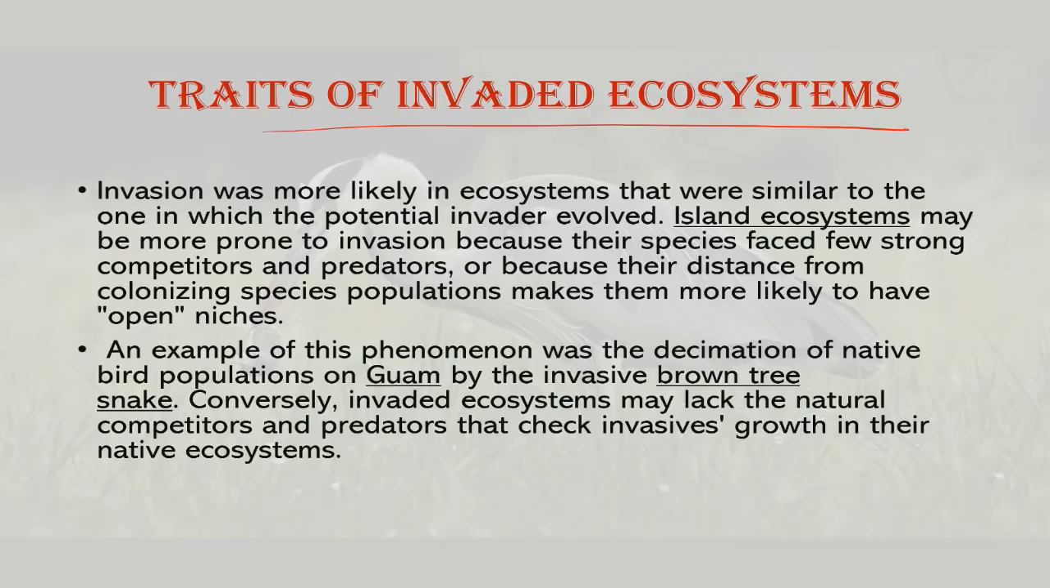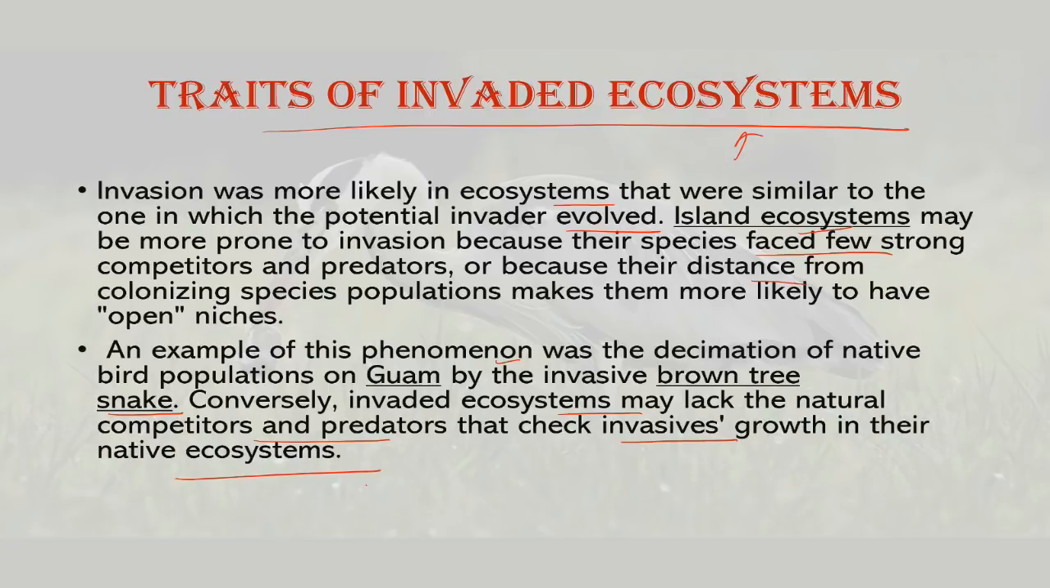Now, traits of the invaded ecosystems, where the invasive species have finally invaded. Invasion was more likely in an ecosystem that was similar to the one in which the potential invader evolved. Island ecosystems may be more prone to invasion because their species faced few strong competitors and predators, or because they are distanced from colonizing species populations. An example of this phenomenon was the decimation of native bird populations on Guam by the invasive brown tree snake. Conversely, invaded ecosystems may lack the natural competitors and predators that check invasives' growth in their native ecosystems.